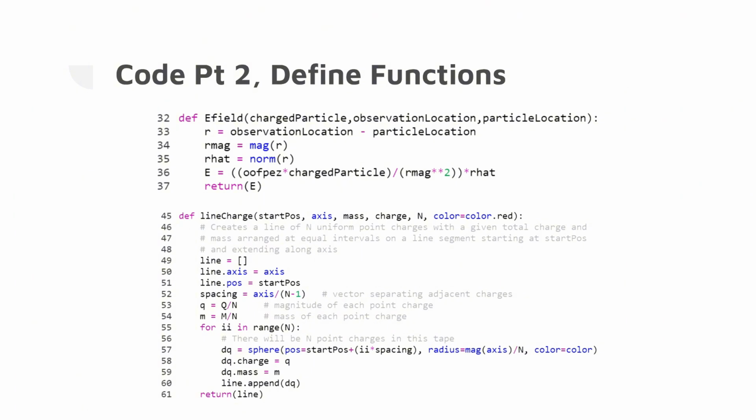And all that this function is doing is taking the total charge of the tape and dividing it into n segments. N is a value that you specify, and then it's giving each point charge Q divided by n charge.